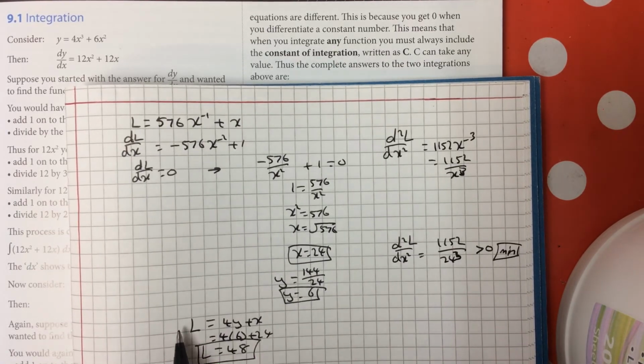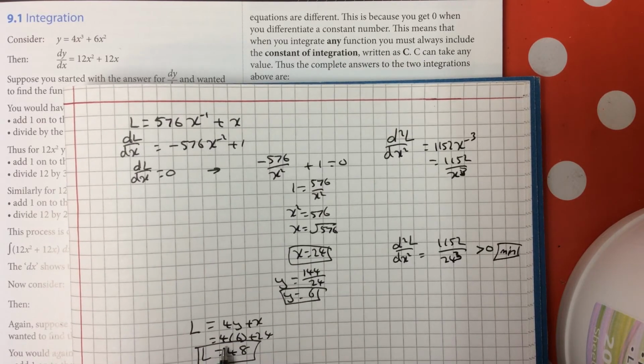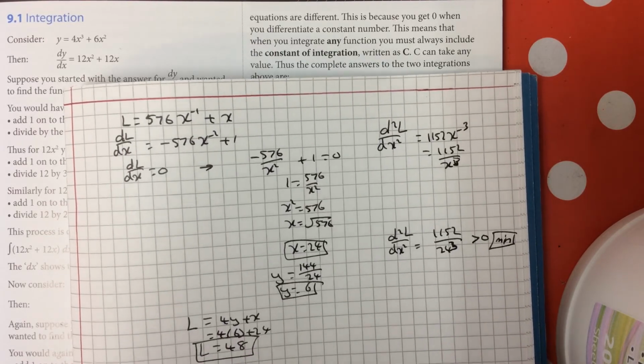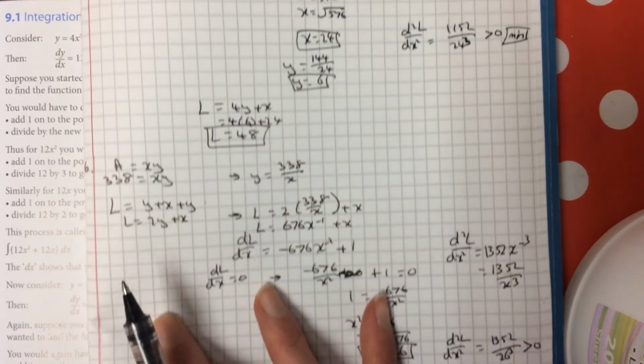And the question wanted the length. So the length is 4 times y add x. Go back to the beginning, you'll see that. So it's 4 times 6 add 24. The length is 48. And this is the last one we're going to do here.